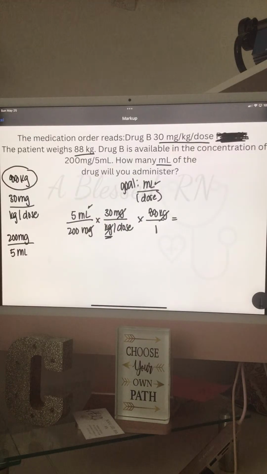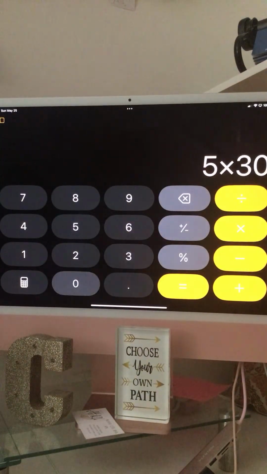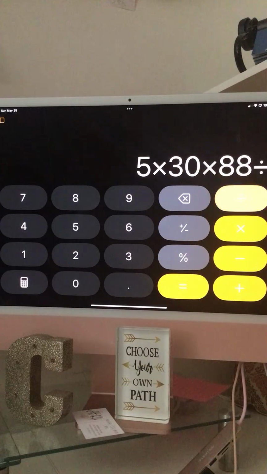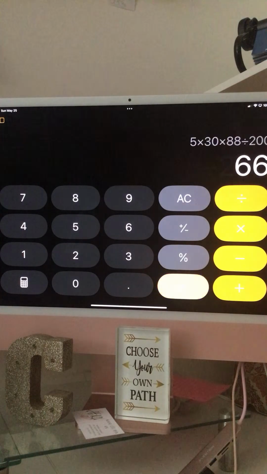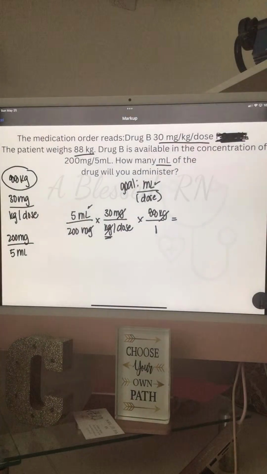So 5, 30, and 88. So 5 times 30 times 88 divided by 200 equals 66. Calculator trick in real live action. Okay?